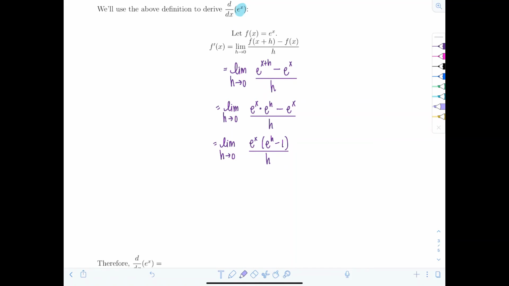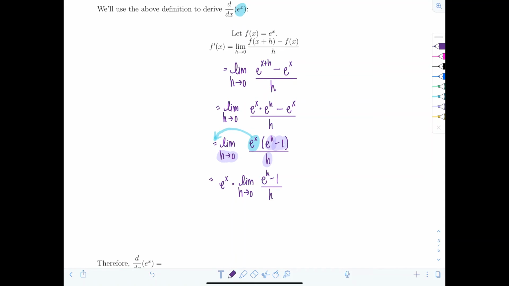Now look at this limit. This limit is dependent on h, right? H is approaching 0. There's h's here and h here. But e to the x is not dependent on h. So it's treated as a constant in this limit. I can pull it outside and rewrite this now as e to the x times the limit as h approaches 0 of e to the h minus 1 over h.